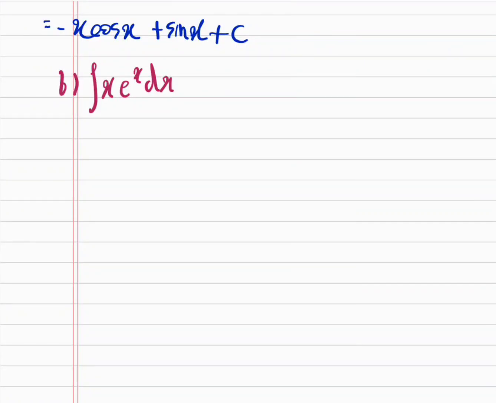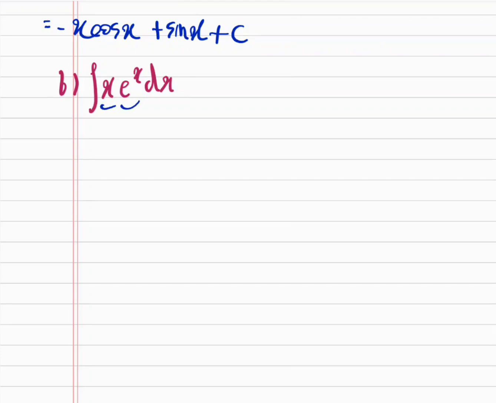Hi everyone, this video is on Exercise 11F, question 1b, and we want to integrate x times e to the x. This section is about integration by parts, and we use integration by parts whenever we have a product of two functions. In this case we have x and e to the x.